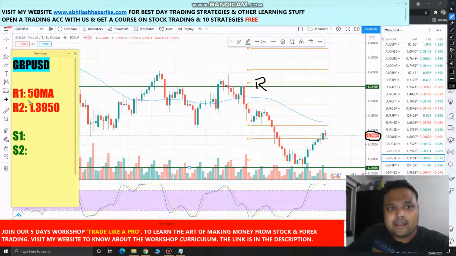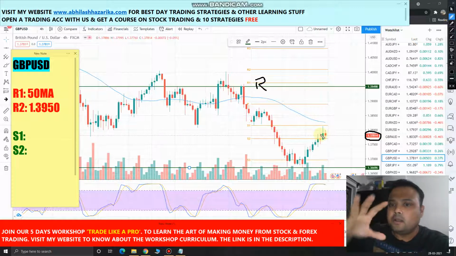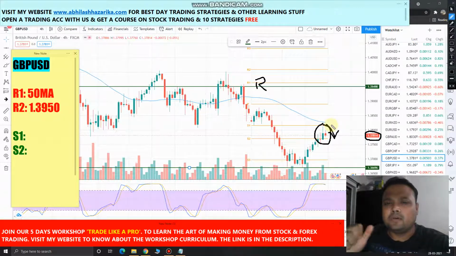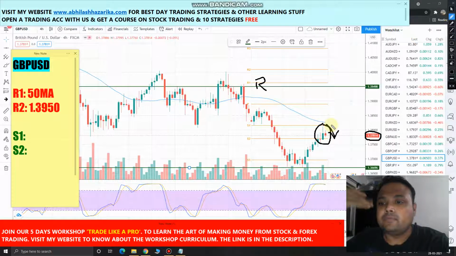Okay, and here I have also mentioned 50 MA as the resistance one, because right now, looking at the chart, it seems that market is finding it difficult to climb upward. So there is a probability that market will bounce from this position, or it will go to the 50 moving average, and the 50 moving average will provide some resistance, and from there it will reverse, because the candlestick patterns are not that convincing, and the market isn't very much, let's say, in the favor of bulls.